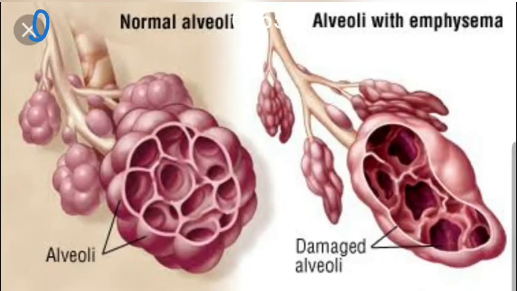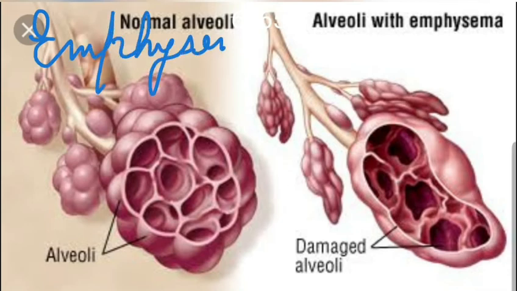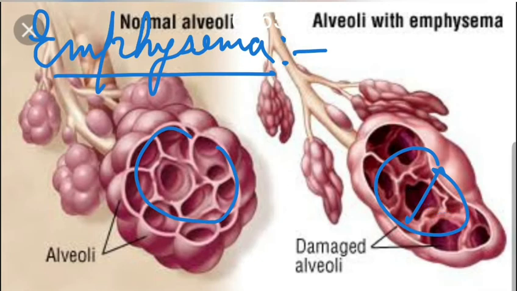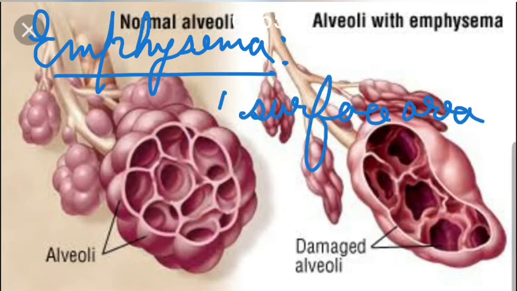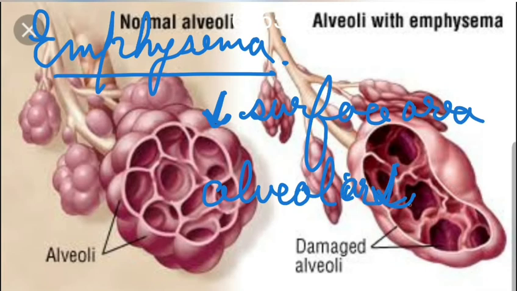The next disorder we have is emphysema. As you can see in this diagram, the walls of the healthy alveoli get disrupted. By this, the surface area of the lung decreases, leading to less exchange of gases. This is known as emphysema. The main cause of emphysema is cigarette smoking.